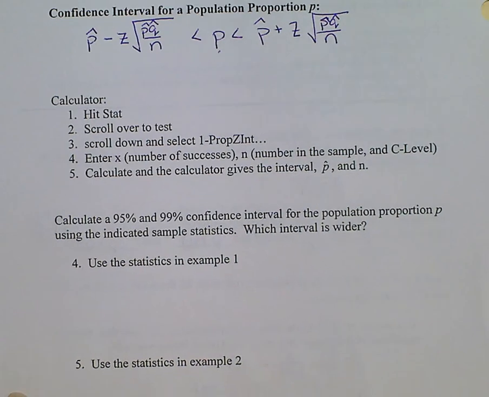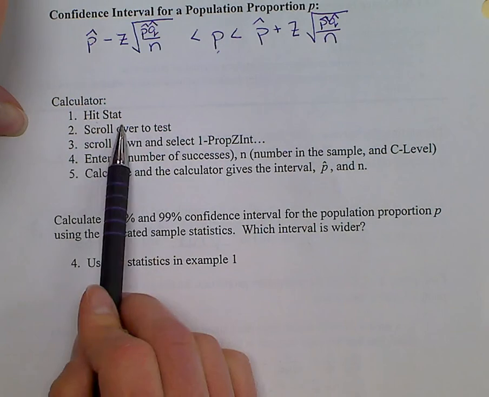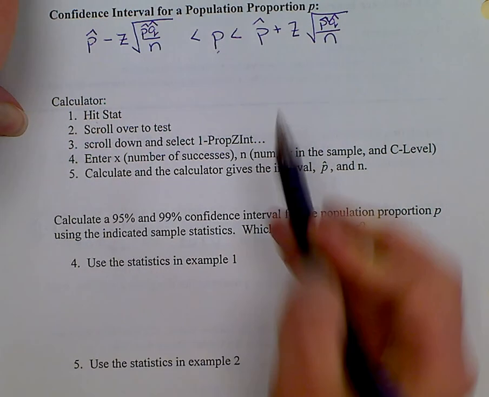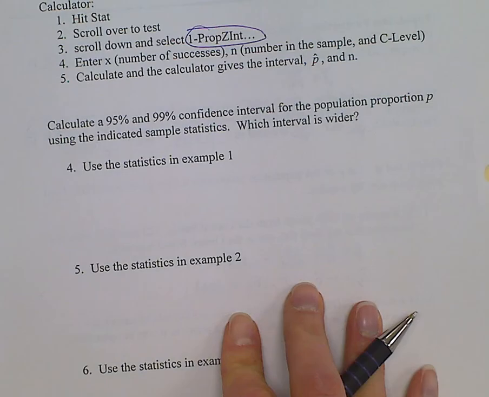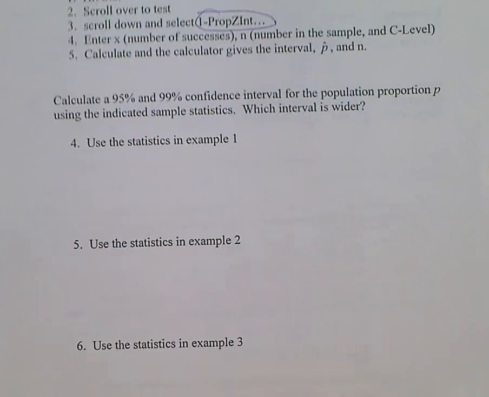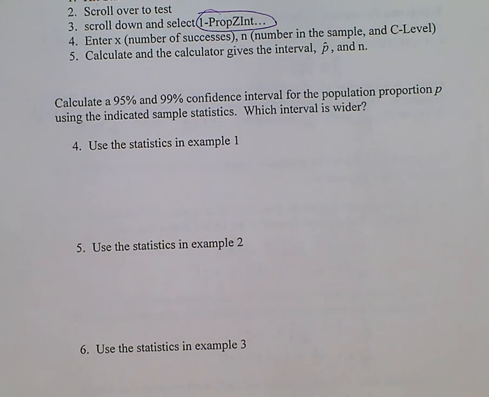Okay, so we're going to go back into our calculators. Notice we hit stat, we scroll to test, and we scroll down to this 1 proportion z-int. The way that we'll know that we are using 1 proportion z interval is because the problems will normally state that it's a proportion. You're not going to be given a mean, and you will not be given a standard deviation in any of these questions. You'll just have 2 numbers, a sample size and some number of successes.